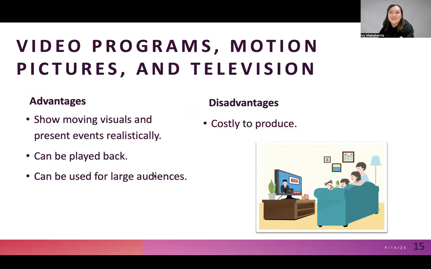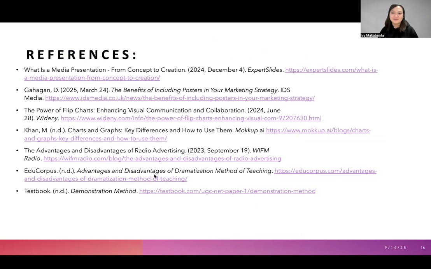Lastly, we have the more advanced audiovisual media, which is video programs, motion pictures, and television. Their biggest advantage is that they have the ability to show moving visuals and present events realistically. They can be played back. They can be used for very large audiences. However, the main disadvantage is that they are very expensive to produce.